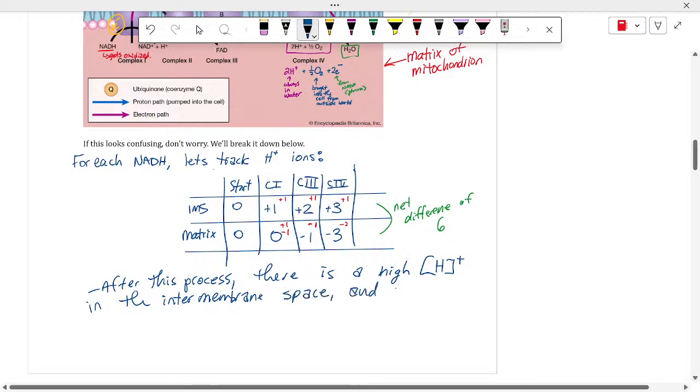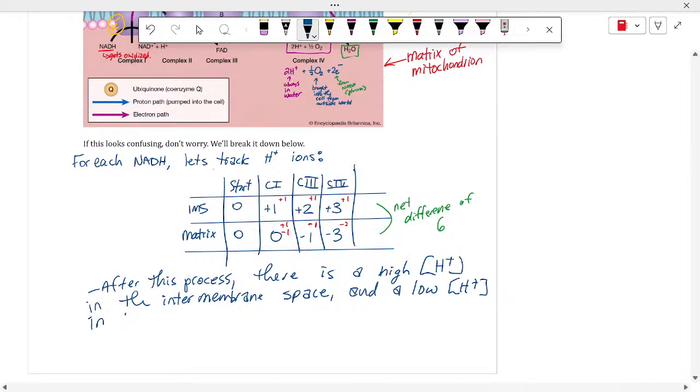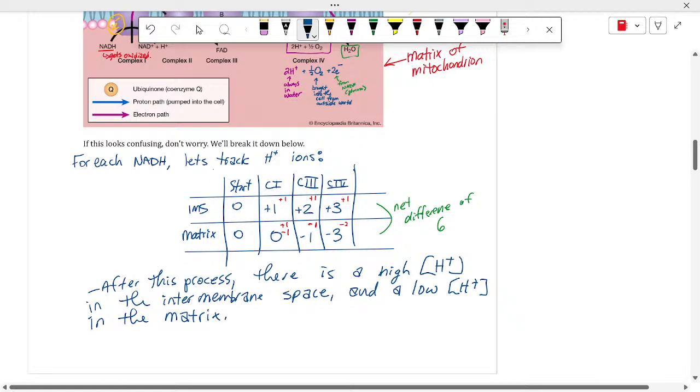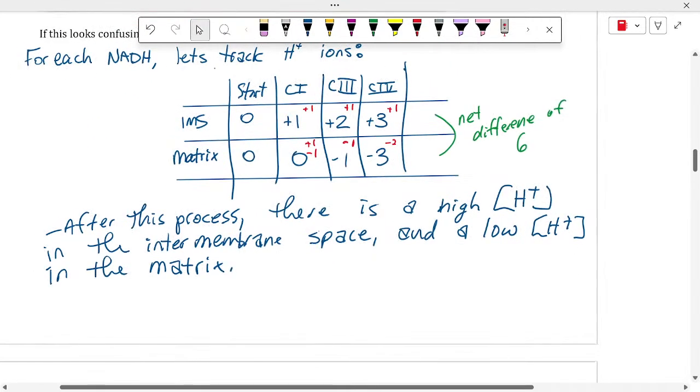And a low concentration of H plus in the matrix. Is everyone comfortable with me using square brackets to mean concentration? I've done it at least once before, but I want to make sure we're all aware. Should I make a little note here? Reminder. Concentration.